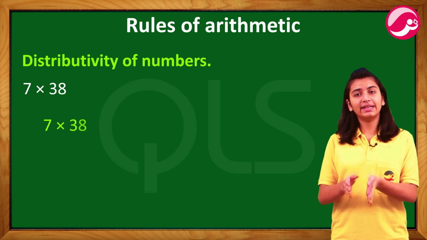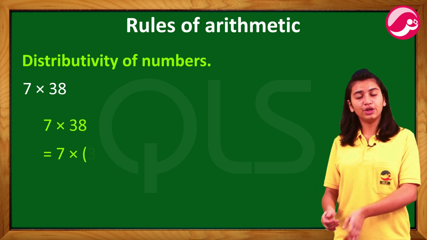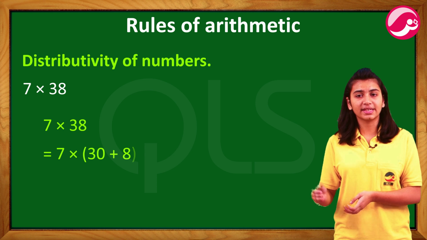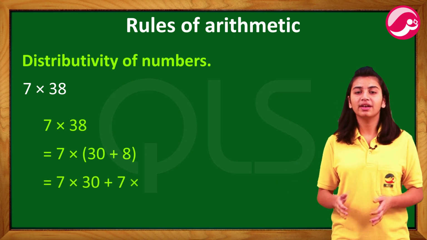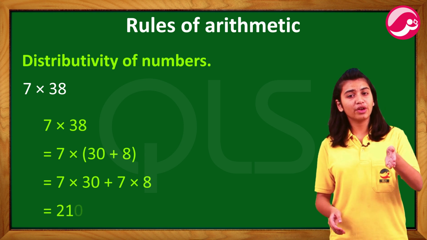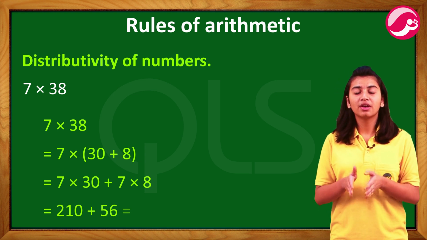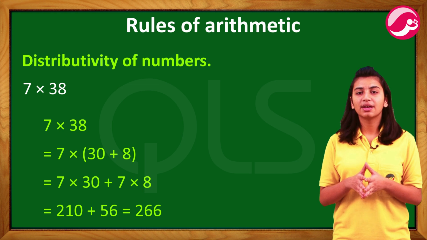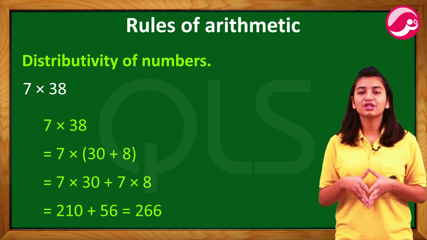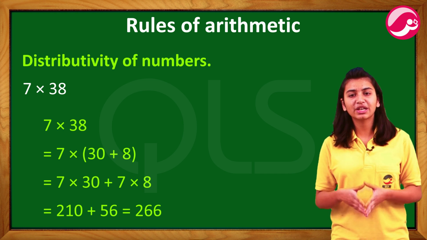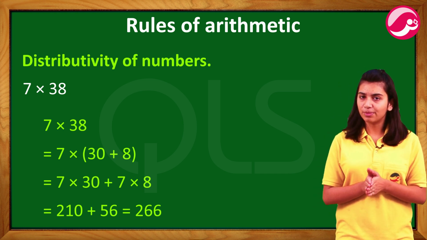7 into 38 is equal to 7 into (30 plus 8). That will become 7 into 30 plus 7 into 8. The result will be 210 plus 56. That will be 266. This is always true for any three numbers. This property is known as distributivity of multiplication over addition of numbers.